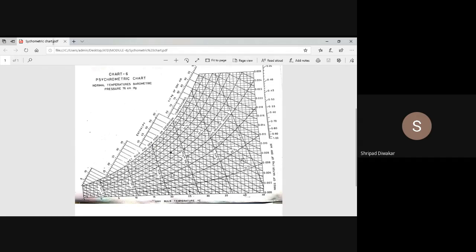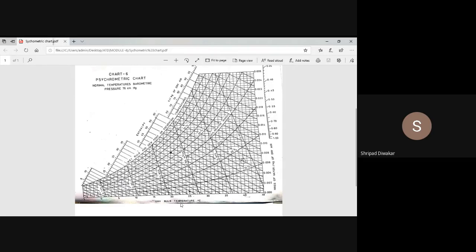What are the properties? First, find the specific humidity. Move from the point to the y-axis, which is the specific humidity. 0.005 is your specific humidity, so mark that point. Next, how to find the relative humidity? There are curved lines, and 30% is exactly passing on that curve.